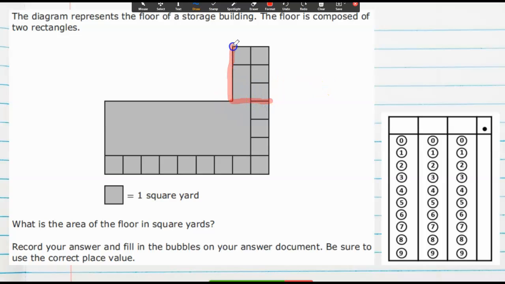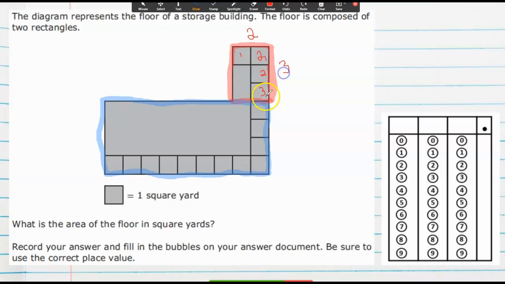So now I have this shape, which is a rectangle. And I have this rectangle right here. Okay? So now I've broken it into two rectangles. So let's start with the red. Again, I'm going to count my rows and columns. Okay? I have 1, 2 rows, and I have 1, 2, 3 columns.